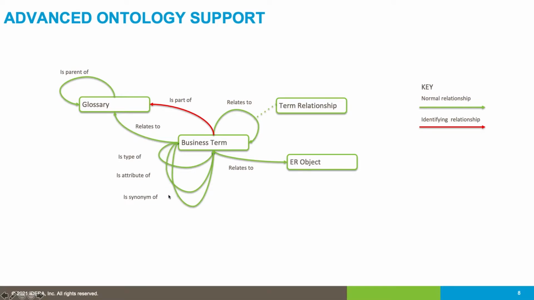We then added a number of primary relationship types between business terms. So we've got is type of, so we can build taxonomies, attributal relationships. I might have one business term that's a concept and another one that's more an attribute, so employee and employee number, for instance. And we can also connect our business terms together to form synonyms and create synonym rings.